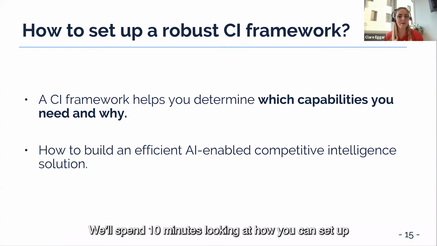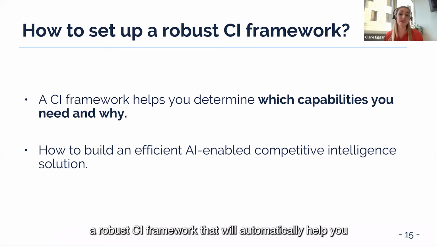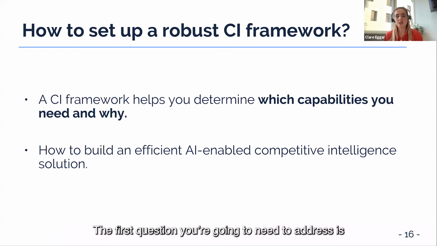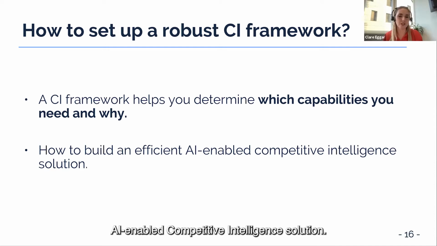I think we're going to spend about 10 minutes looking at how you can actually set up a robust CI framework that will ultimately help you determine which capabilities you'll need and why. So the first question that you're going to need to address is, how are you going to actually build out an efficient AI-enabled competitive intelligence solution?